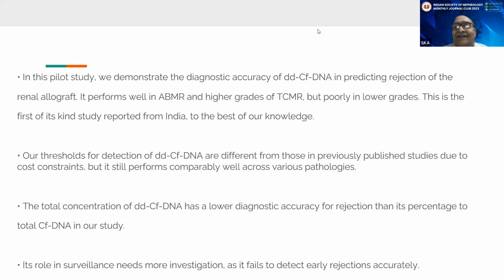Another minor point, just for senior residents or people who write manuscripts: the inclusion criteria was all living related transplant. If that is the inclusion criteria, then living related or deceased donor shouldn't come into the table. In the demographic table, the living related was 100% in both columns. So these are a few of the things which I think Edwin needs to answer.